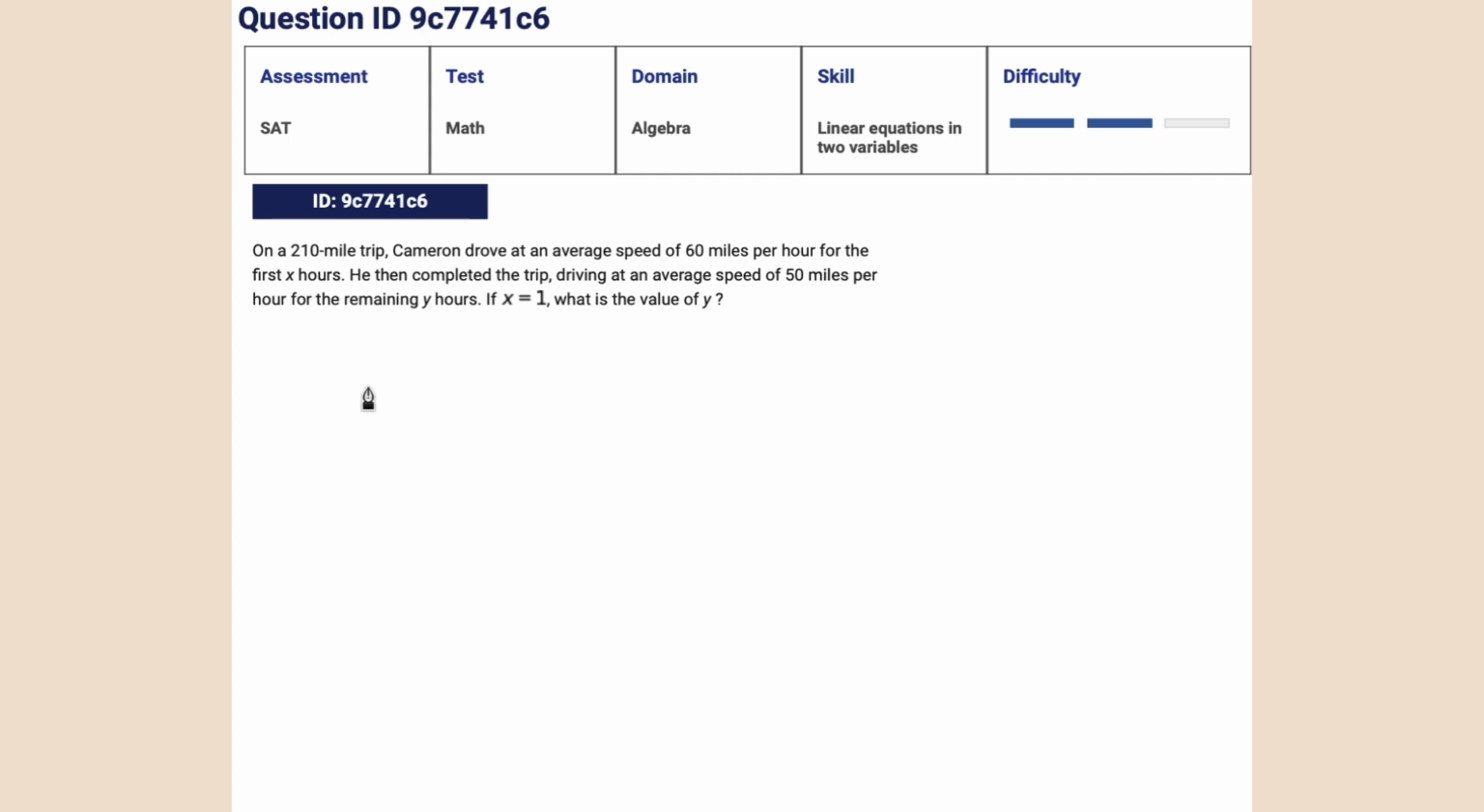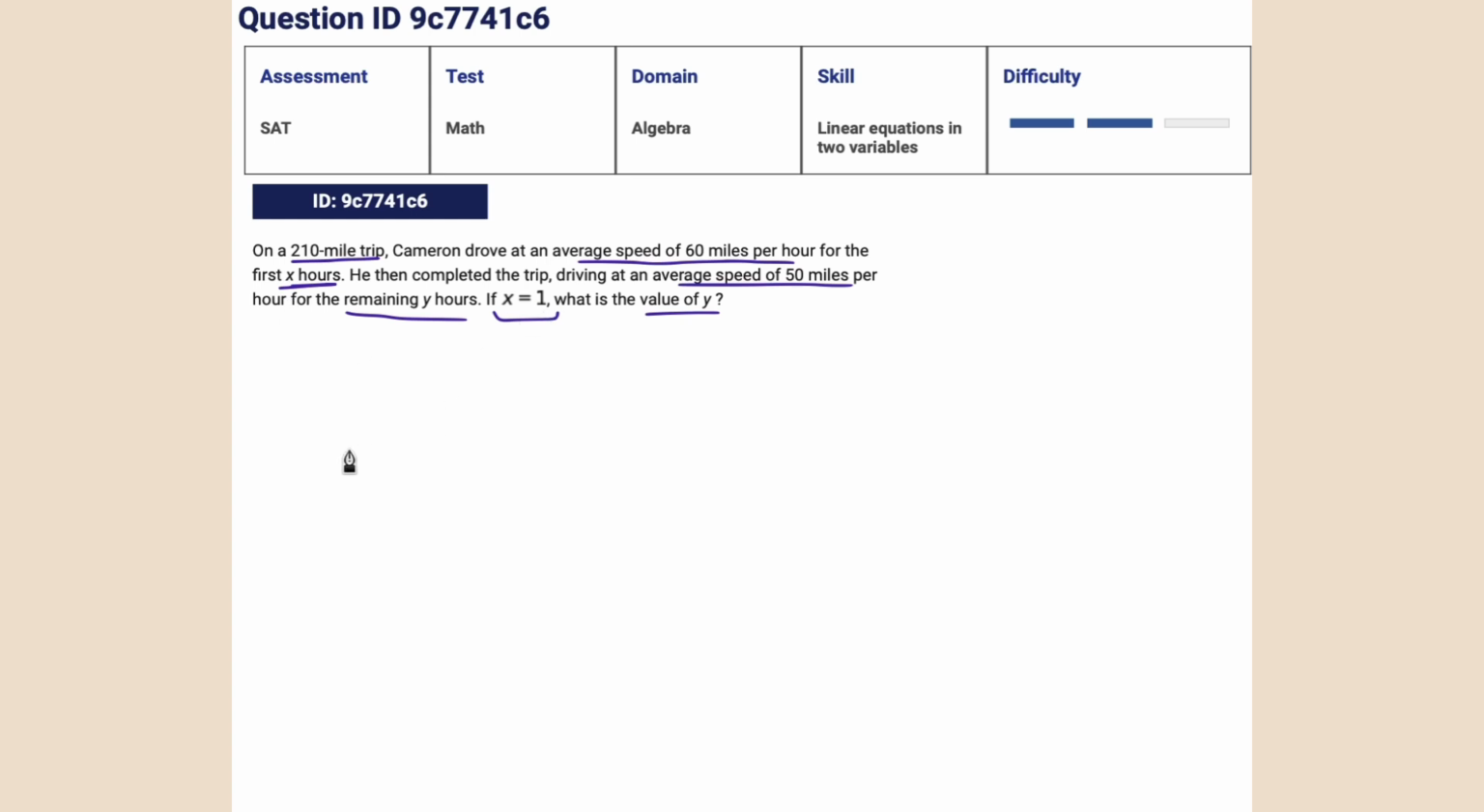So they're asking us about the value of Y. What's Y? Y is the remaining hours. And they have given us the total distance, which is a 210-mile trip, and the average speed, which is 60 miles per hour for the first X hours. And then he completed the trip at an average speed of 50 miles per hour, so there are two speed values here for the remaining Y hours. If X equals 1, so they also gave us X, which is the number of hours.